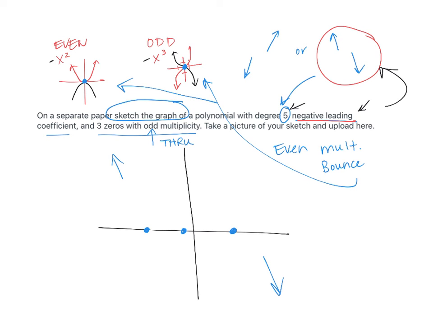So to finish my sketch, I just want to make sure I don't do any bouncing. So I'm going to go through that 0. I'm going to come up, go through that 0. You can have turns, but notice I'm going through the axis, and connect those together. So there's an example of one polynomial function that has those characteristics. So hope that's helpful.